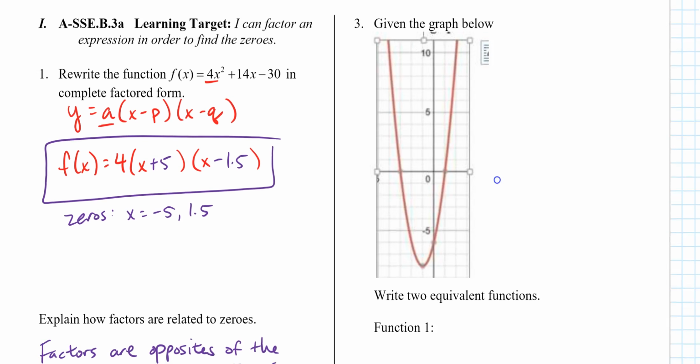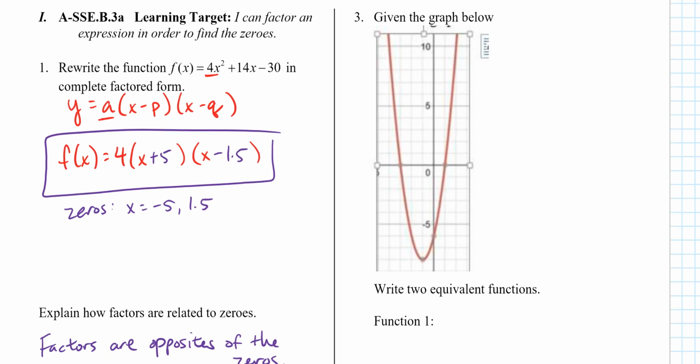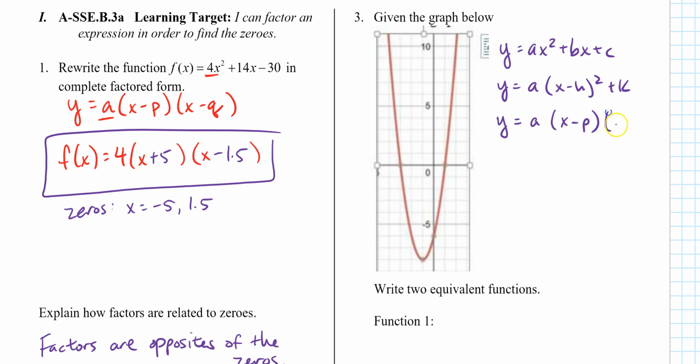Alright, moving on to number 3. Given that graph, write two equivalent functions. So we did this in class where we have 3 different forms. We have standard form, ax squared plus bx plus c. We have vertex form, a times (x minus h) squared plus k. And we have factored form, y equals a times (x minus p) times (x minus q).